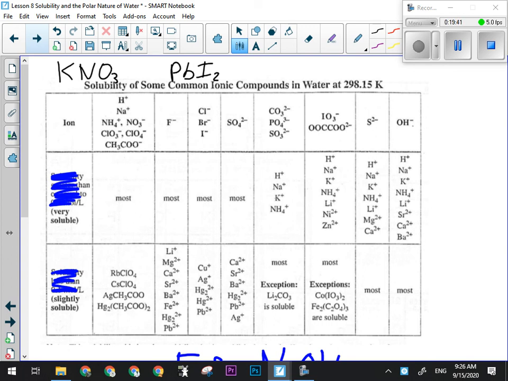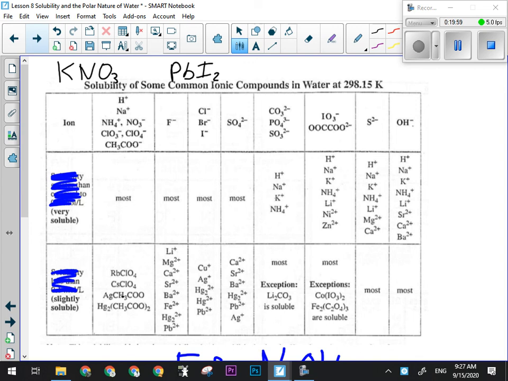But luckily, it lists down below the things it's basically not soluble with. So slightly soluble, because everything is slightly soluble, we basically say insoluble. So if nitrate was with this stuff, this stuff, this stuff, or this stuff, it would be a precipitate.